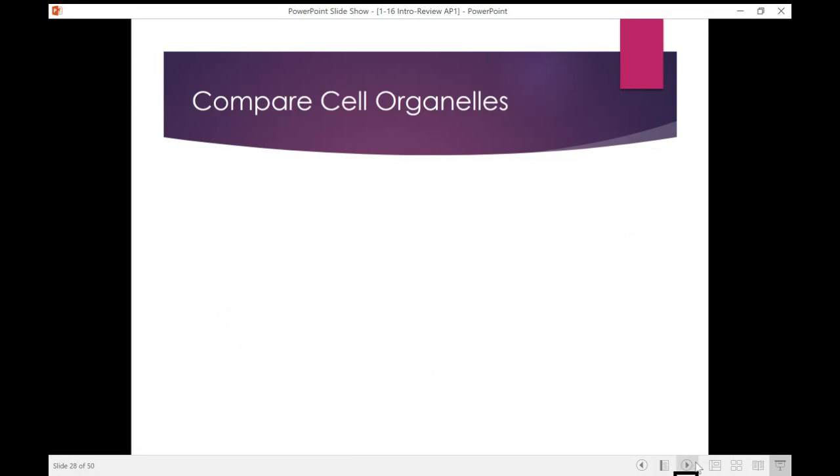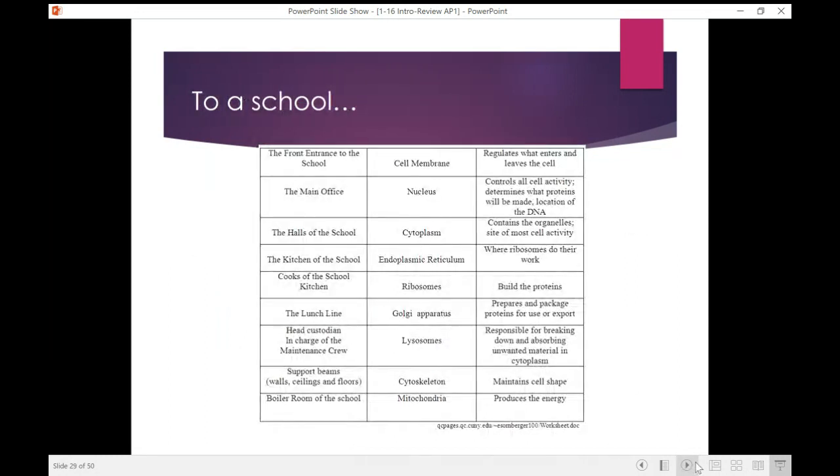So give it a second and just sort of compare those cell organelles to a school. So here we go. When we compare them to a school, we have the front entrance of the school. Okay, so that would be like the cell membrane. It's going to regulate what enters and leaves the cell. The main office, like the nucleus, it controls all the cell's activity. This is where the papers are coming in and out, determines what proteins are going to be made and the location of the DNA. The halls of the school would be like the cytoplasm, contains all those organelles and the site of the most cell activities.